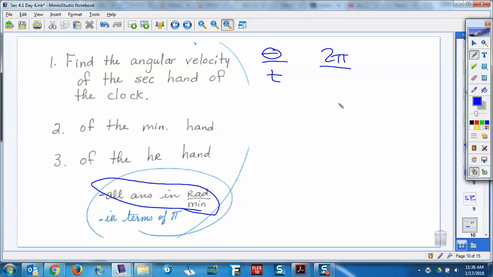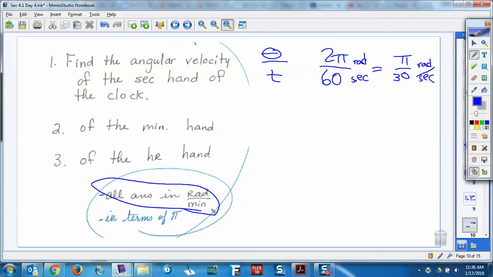60 seconds. This is the second hand we're talking about, right? So that's radians and that's seconds. So the second hand goes 2 pi radians in 60 seconds. That would be pi 30ths radians per second.